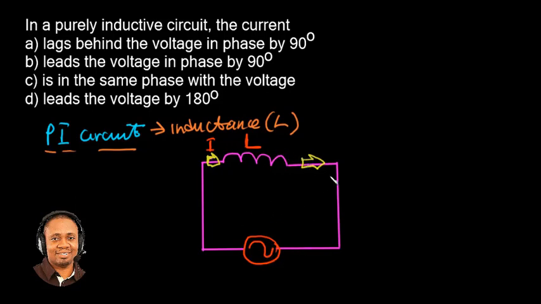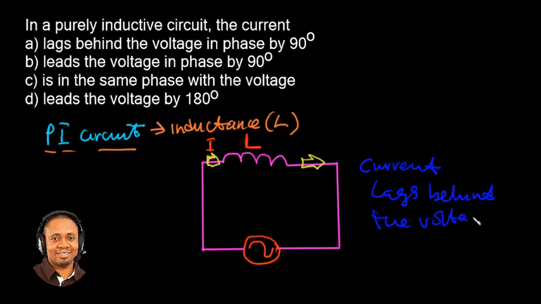And in this type of circuit, the current lags behind the voltage by an angle of 90 degrees. Okay, so let's take a look at the options.